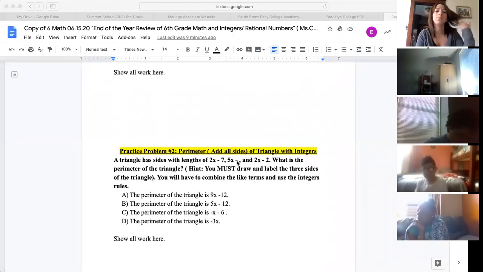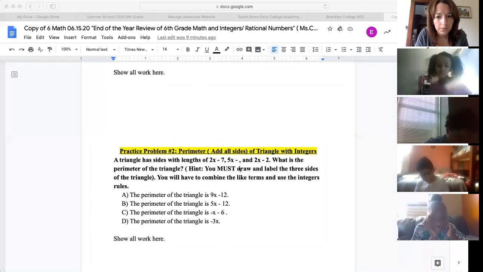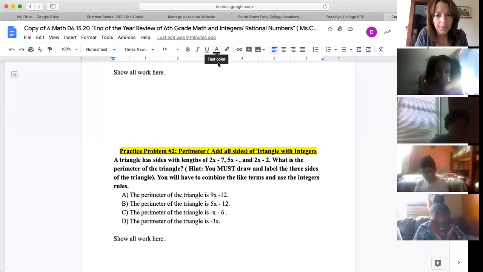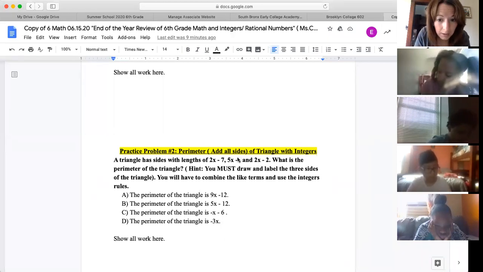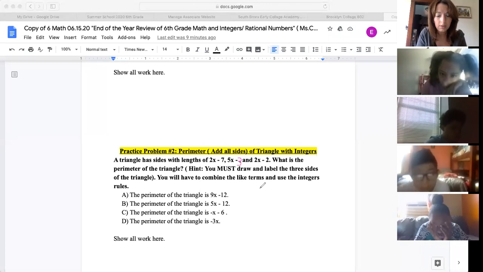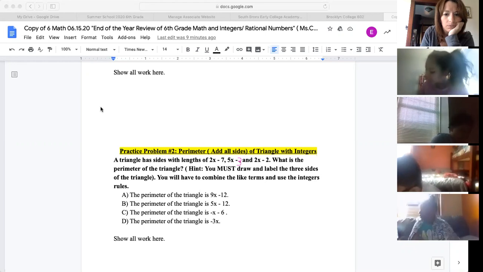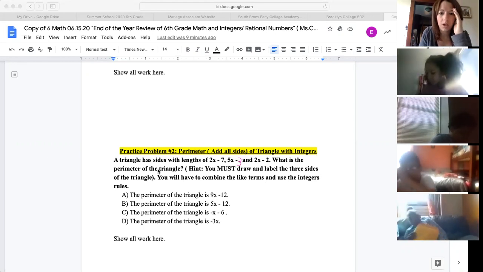So if everyone looks at problem 2 on page 2, because I'm looking at my hard copy, just to make sure my pages equal yours. Everyone see where it says 5x minus? We have to physically add a number in there. I'm going to write in what I write on my paper. It has to be a 3 here. So it should say 5x minus 3.